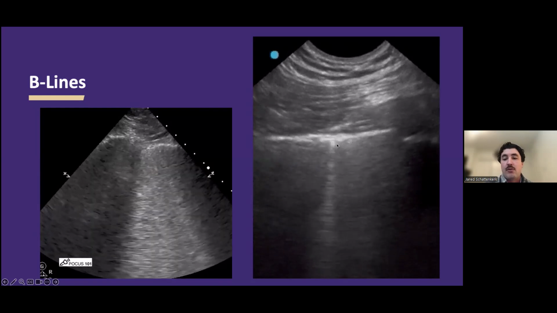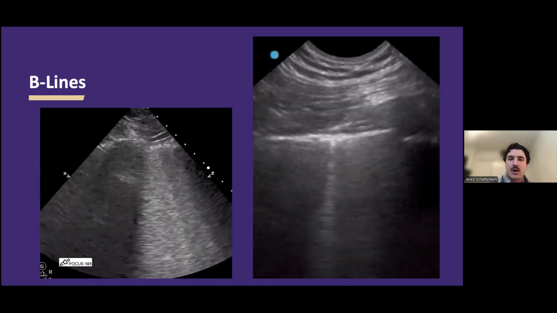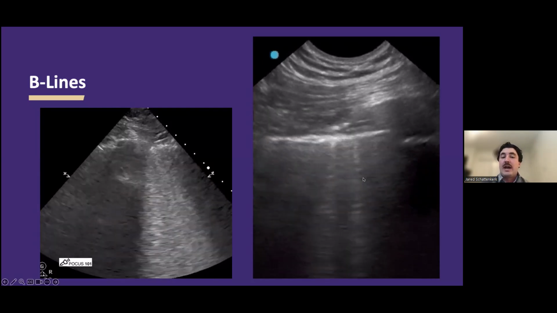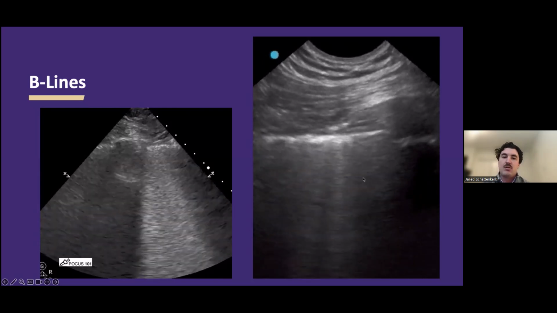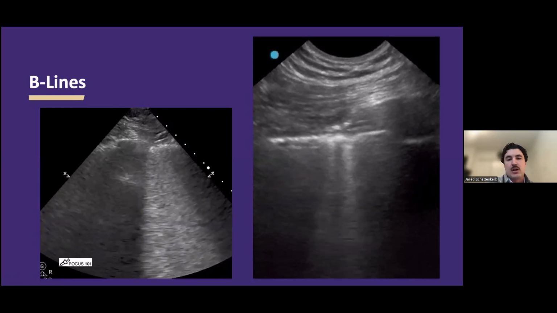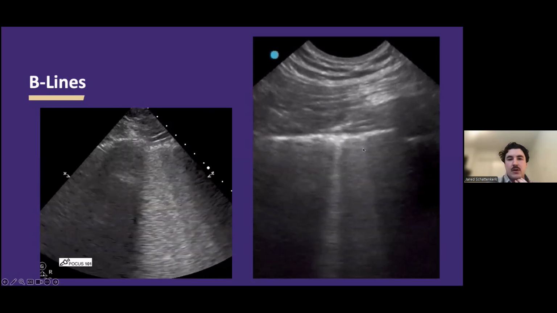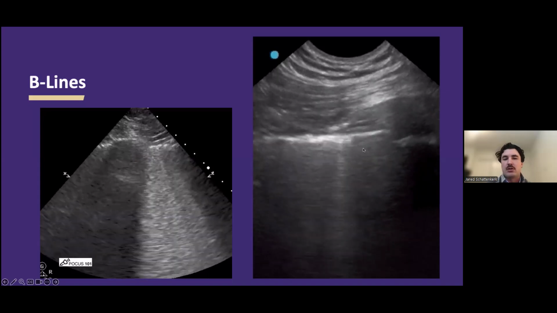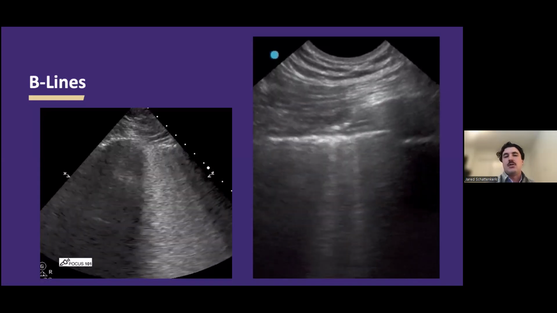But if you have three or more B lines in a single field, that is concerning for an alveolar filling process. We can't say exactly what that alveolar filling process is. It could be cardiogenic pulmonary edema, pneumonia, or alveolar hemorrhage, but we know there's some fluid in the alveoli. You can also use patterns of ultrasound as you look in these different locations.